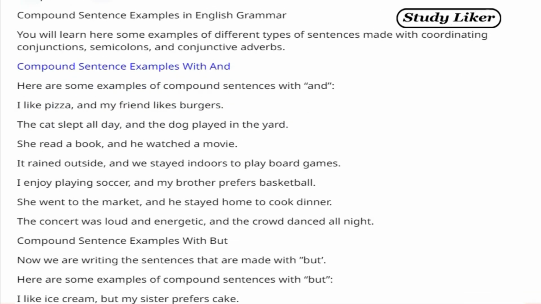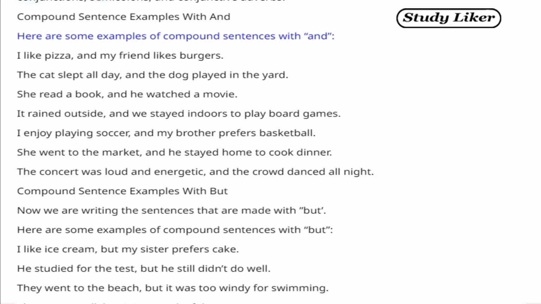Compound sentence examples with and. Here are some examples of compound sentences with and. I like pizza, and my friend likes burgers. The cat slept all day, and the dog played in the yard. She read a book, and he watched a movie. It rained outside, and we stayed indoors to play board games.